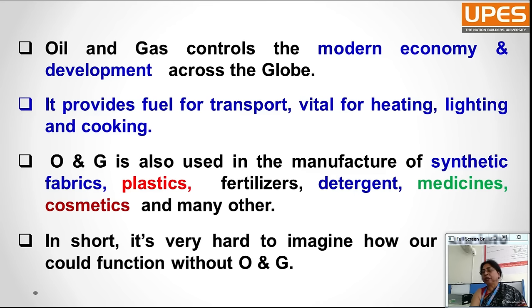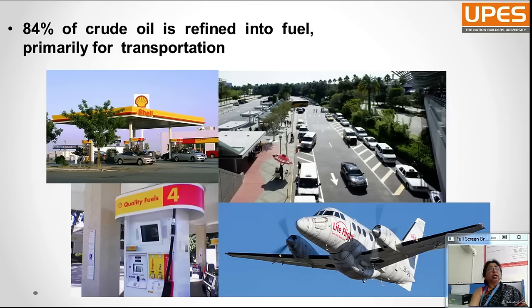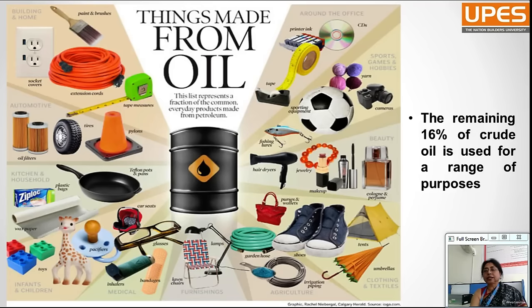In short, it's very hard to imagine how our life could function without the use of oil and gas. 84% of the crude oil is refined into fuel, which is primarily used for transportation. And the remaining 16% of the crude oil is used for a range of products.